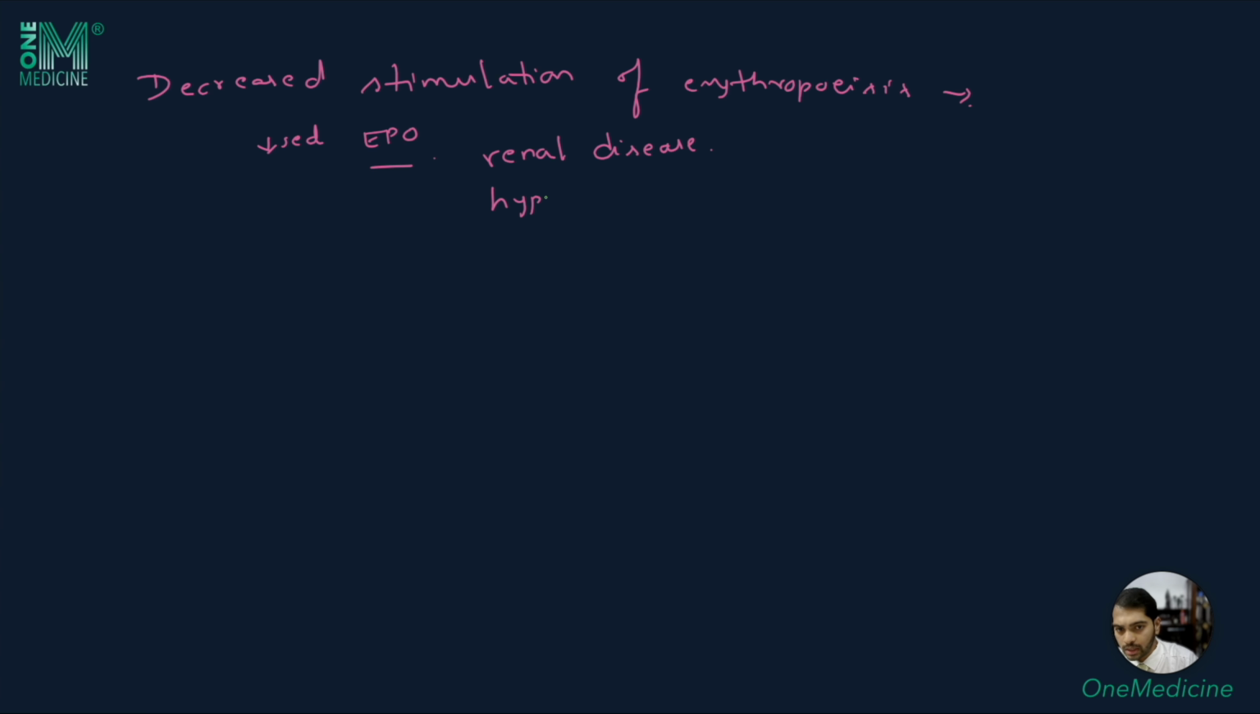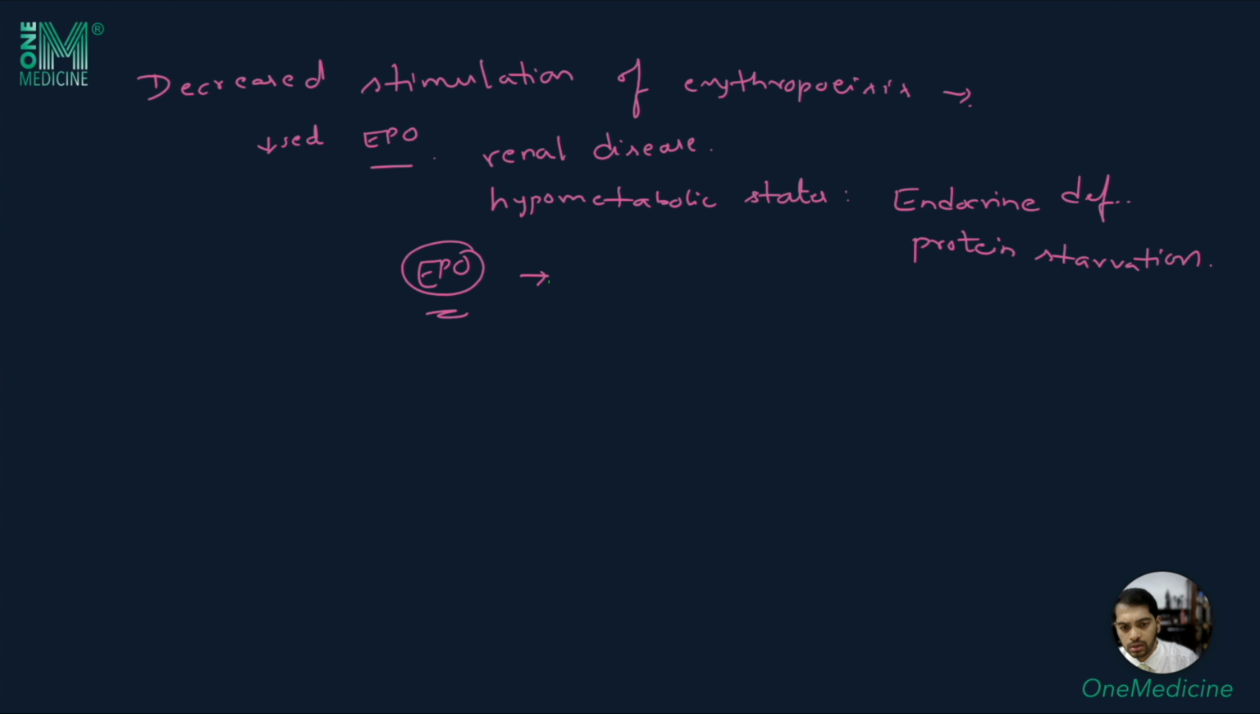Decreased stimulation of erythropoiesis can be due to reduced erythropoietin production, such as seen in renal disease, or hypometabolic states such as endocrine deficiencies or protein starvation. In both cases, there is reduced erythropoietin production, which further reduces the RBC production.